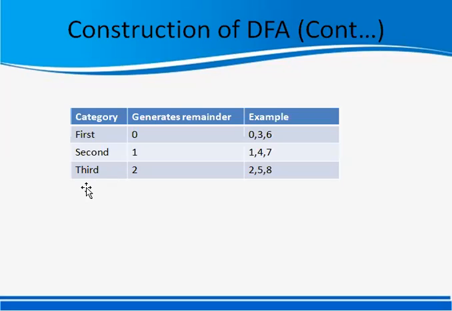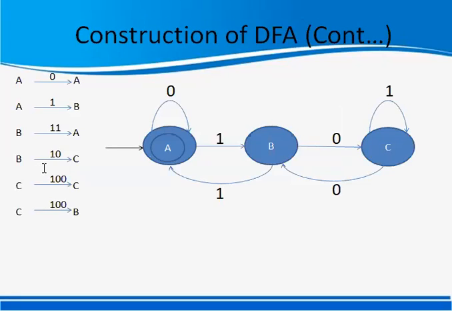So we will have three states and we have to accept those strings that generate remainder as 0. So we will make our first state as final because we have to accept those strings that generate remainder as 0 when divided by 3. Like this.